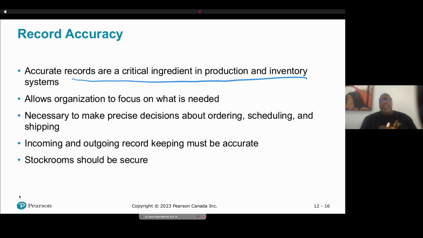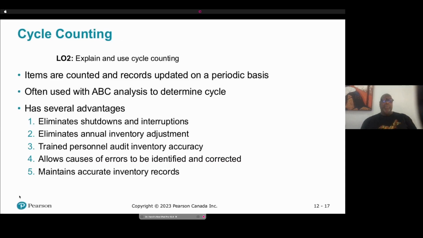And of course, it's important for your financial accounting purposes to know the value of inventory you have in stock, because if it is too expensive, then you might need to focus on how you lower the costs associated with your inventory. So cycle counting is a strategy for assisting organizations in terms of developing accurate records.